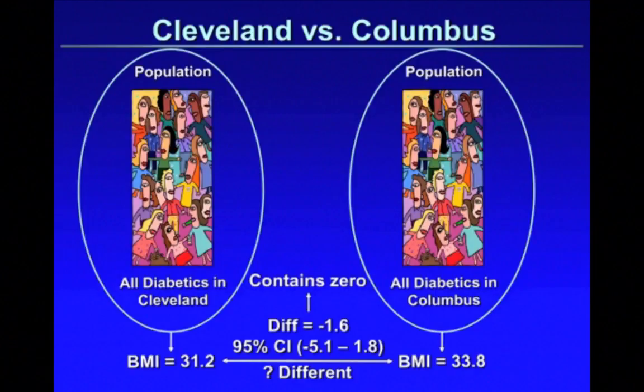In other words, we are 95% certain that the true difference in the average BMI for all diabetics in Cleveland and that for all diabetics in Columbus is between minus 5.1 and positive 1.8. Because 0 falls within this range, we conclude that the average BMIs are not significantly different. We can follow the same logic for comparing two populations using a relative risk or an odds ratio. However, in this case, to determine statistical significance, we would be looking to see if the value of 1 is contained within the 95% confidence interval.